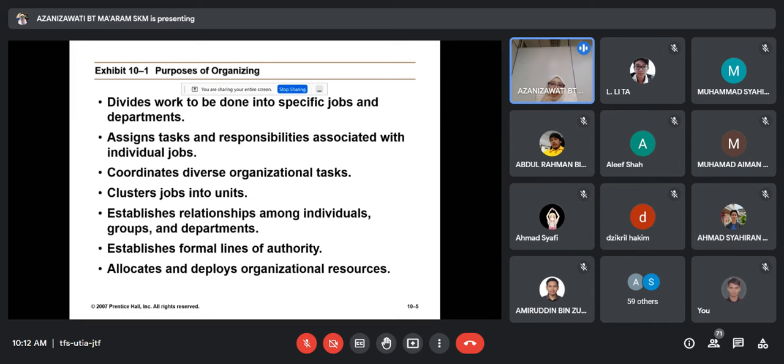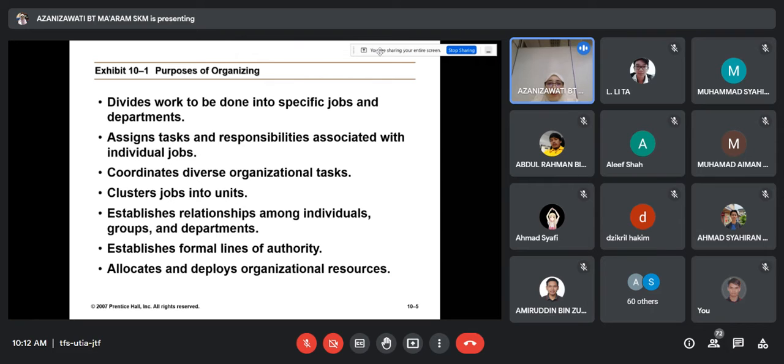So what is the purpose of organizing? Because we want to divide the work to be done into specific jobs and departments. If we don't have the structure, then it will be chaotic, because we don't know our boundary, we don't know our authority, we don't know who will do the work. It's difficult for us to assign tasks. And sometimes if there is no organizational structure, the task will be redundant, and the responsibility also will be redundant.